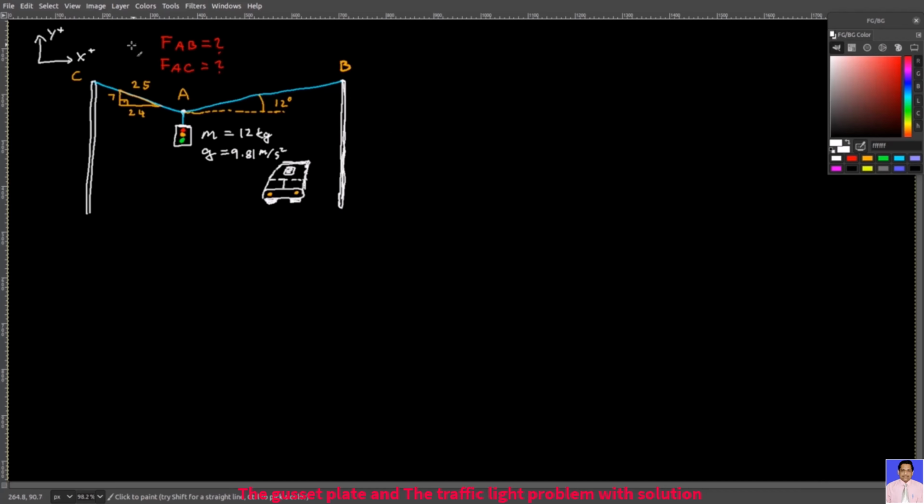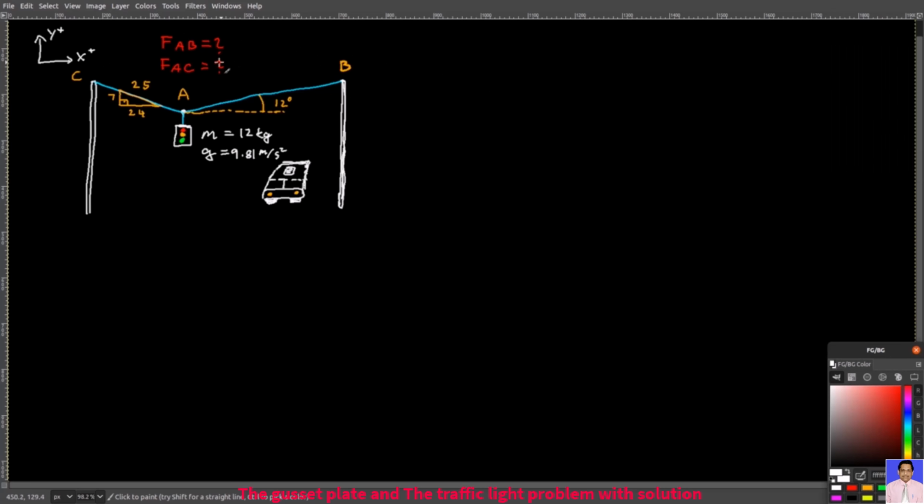So let's now solve this problem. This is a particle equilibrium problem, and we will start with drawing a free body diagram. The particle in consideration here is point A. So let it be here. First of all, due to the traffic light, you have a gravity force down, or weight, which is mg, or 12 times 9.81 newtons. Or we can simply write it 12g newtons.